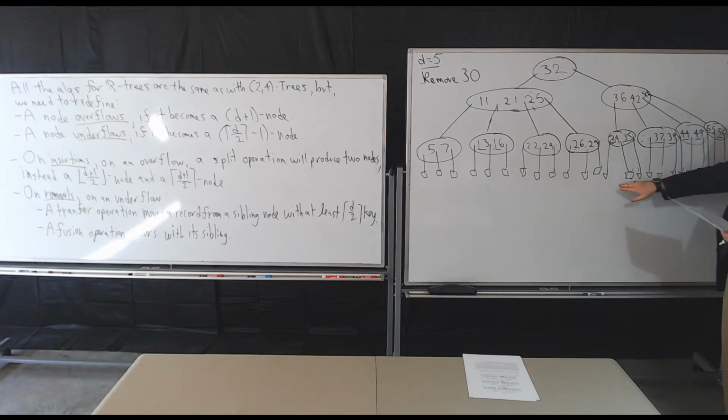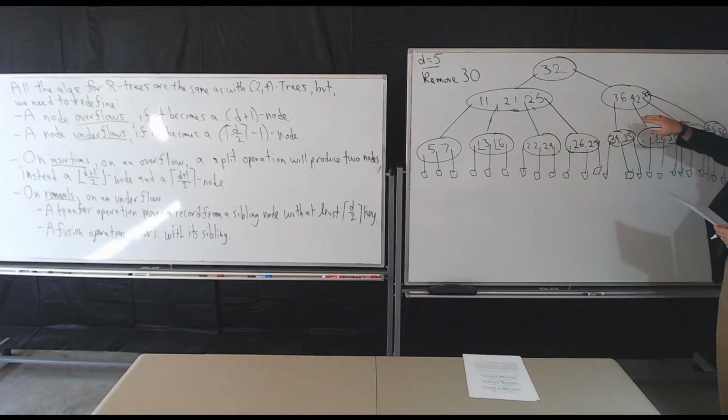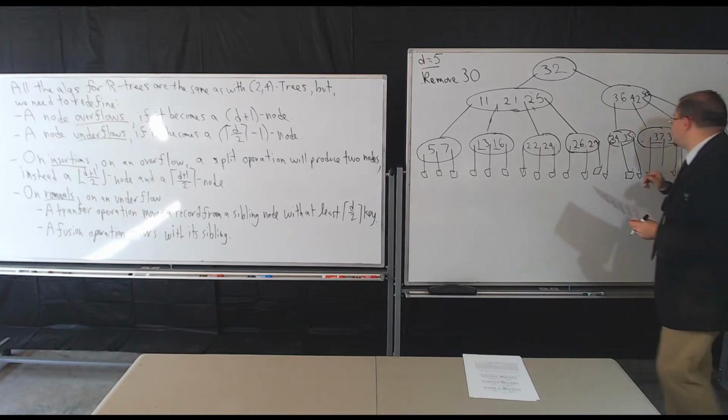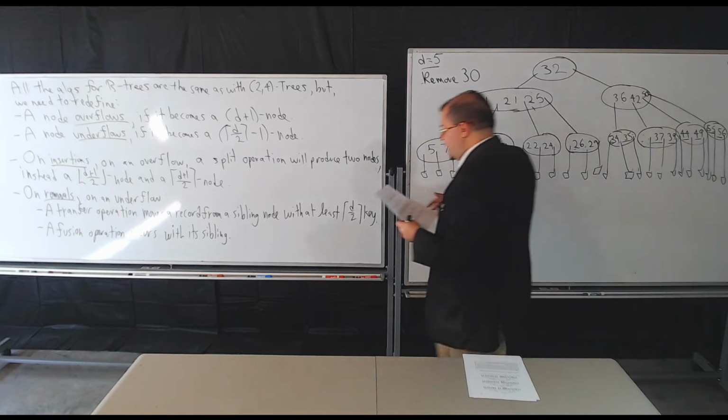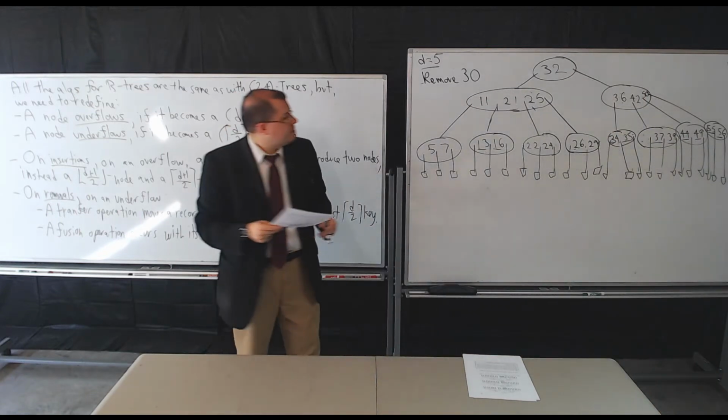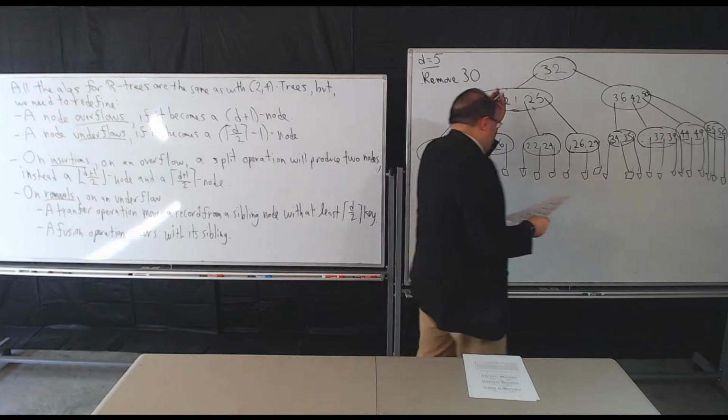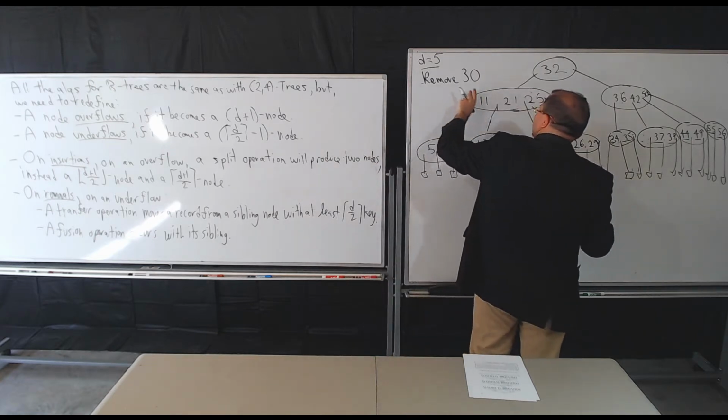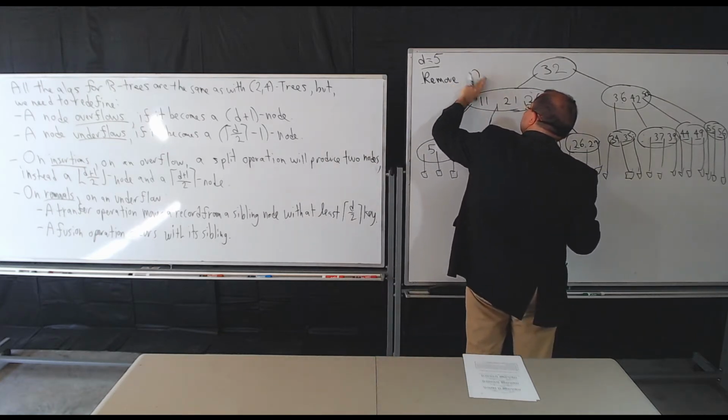So notice that this has 3 children. I go up, but do I go up? No, because I did a transfer operation. I don't need to do any more. So there, we're done that removal. So we remove 30. Okay. My apologies for that. For some reason, it got away from me.